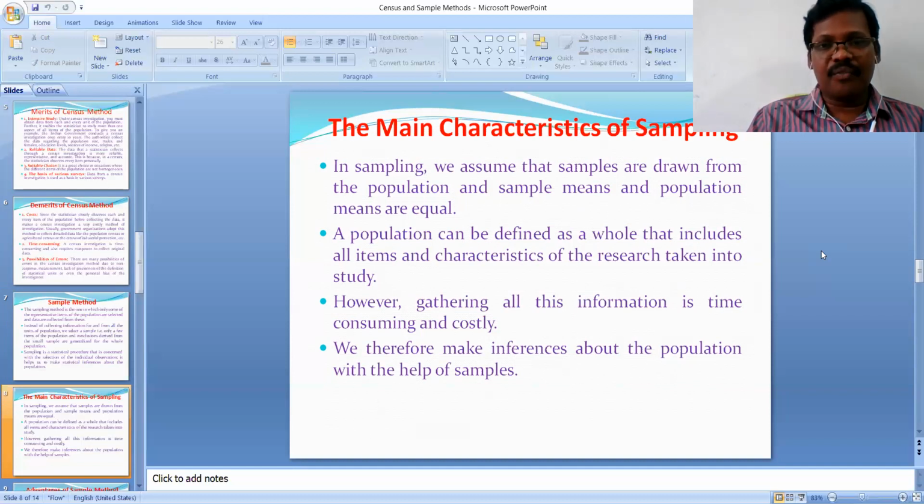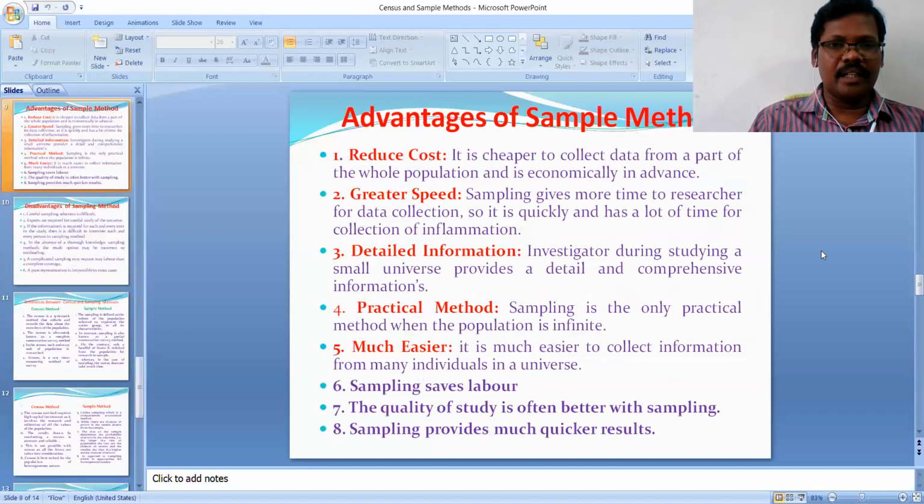A population can be defined as a whole that includes all items and characteristics of the research taken into study. However, gathering all this information is time consuming and of course costly. That's why we are going for the sampling method. So we make inferences about the population with the help of samples, because of the expense and other aspects.